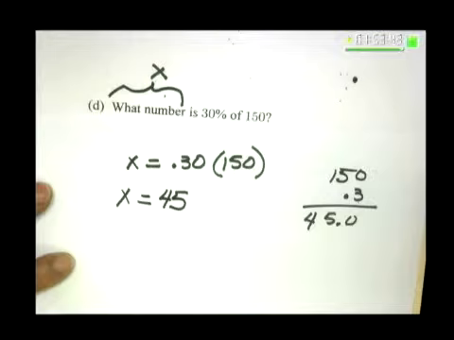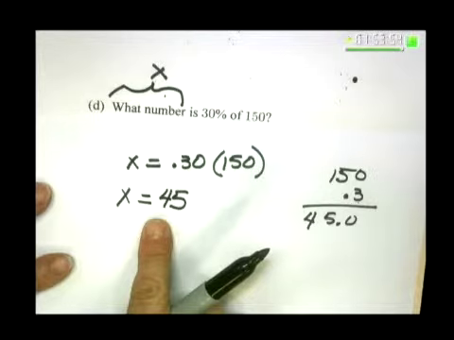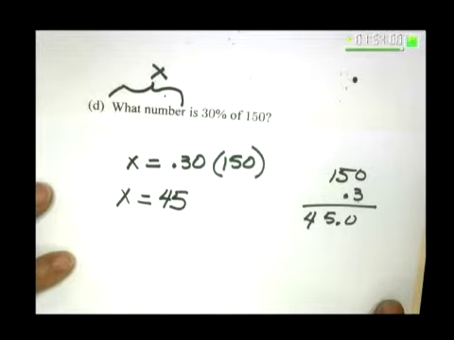So if something cost $150 and I got a 30% sale, how much am I getting off? $45. That's what it means. Okay? Question. Okay? Simple translation. This is not the only way to work percent problems, but it goes along with word problems. Okay? All right, let's move on.